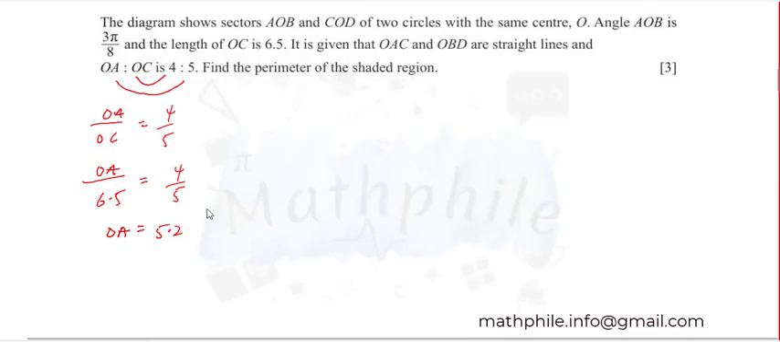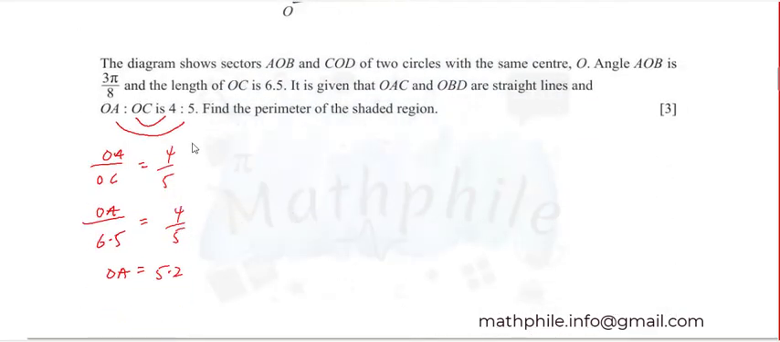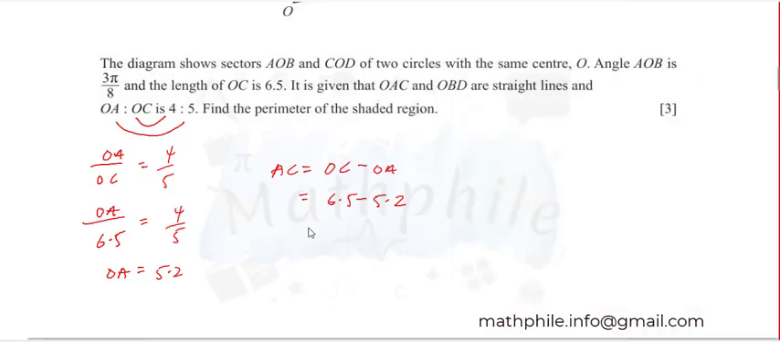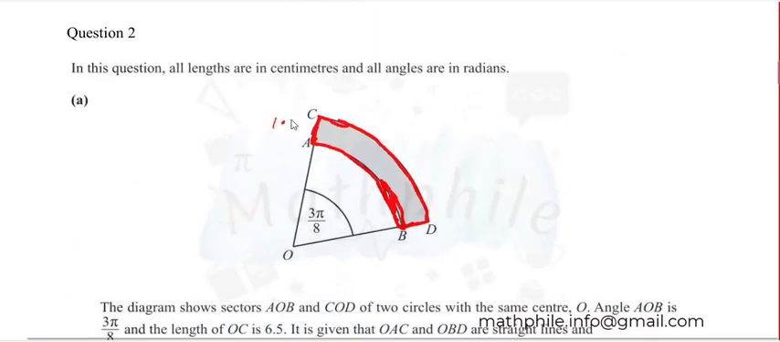Okay. So if we know OA is 5.2, we should definitely get what AC would be. So AC would be equal to the bigger one, OC minus OA. So OC was 6.5 minus 5.2. Let's see what we get with this one. So 6.5 minus 5.2 should give us 1.3. So there's 1.3. Let's indicate it on this. So there's 1.3 and there's 1.3. So at least we've gotten 2 parts of what we intended to get.